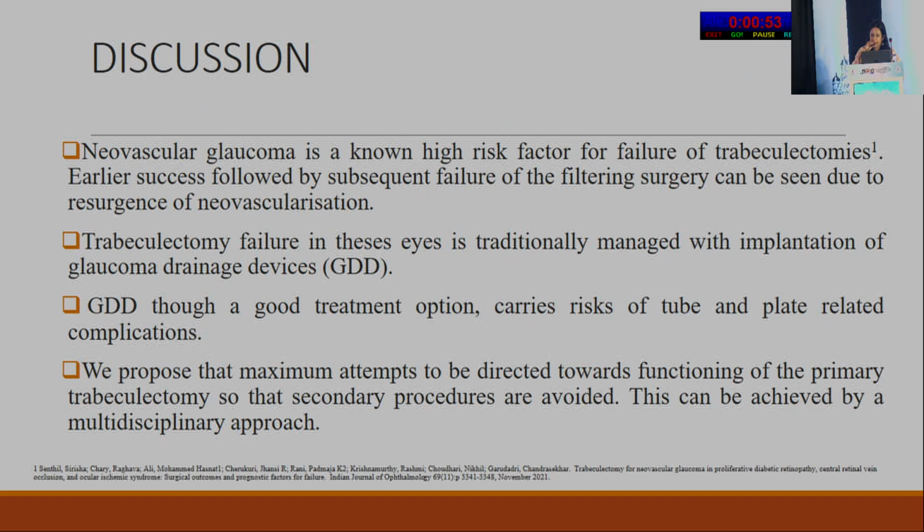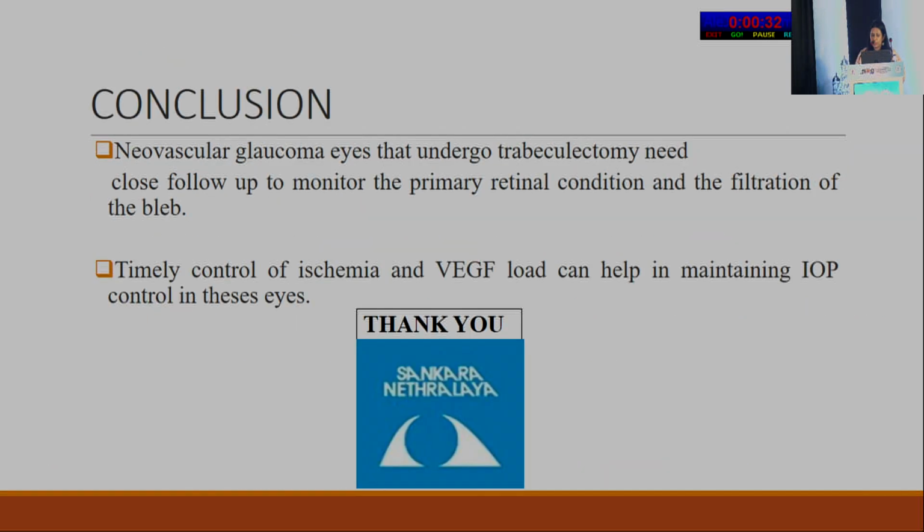Neovascular glaucoma is a high-risk factor for failure of trabeculectomies. Trabeculectomy failure in these eyes is traditionally managed with the implantation of GDDs. GDDs are a good treatment option, however, they carry a risk of tube and plate related complications. Therefore, we propose that maximum attempts be directed towards the functioning of the primary trabeculectomy, so secondary procedures can be avoided. Neovascular glaucoma that undergoes trabeculectomy needs close follow-up to monitor the primary retinal condition as well as the filtration of the bleb. Timely control of ischemia and VEGF load can help in maintaining IOP control in these eyes. Thank you.